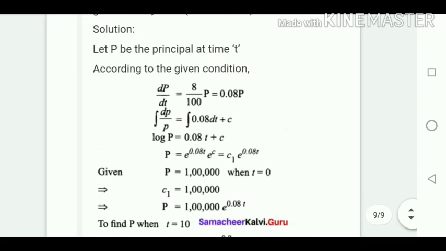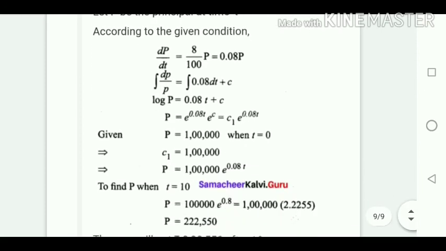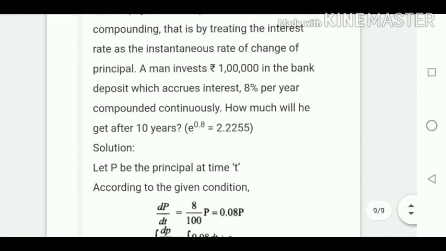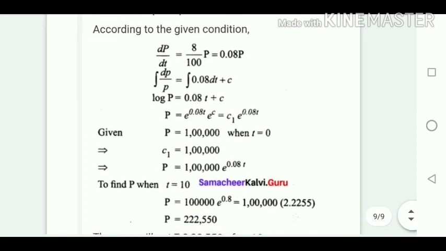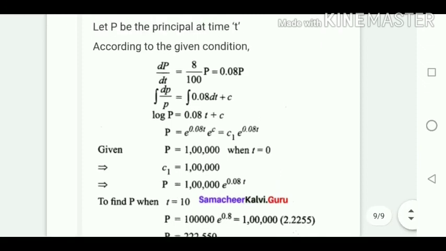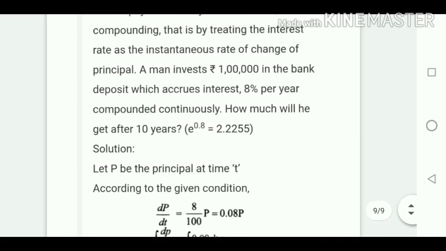So P equal to 1 lakh when t equal to 0, so we find the value of c1 equal to 1 lakh. So P equal to 1 lakh into e power 0.08 t. Then find the value of P when t equal to 10. Here we apply t equal to 10, it becomes 1 lakh into e power 0.8. It is given that e power 0.8 is already 2.225. So we are getting P equal to 2,22,550. This is the value after 10 years.